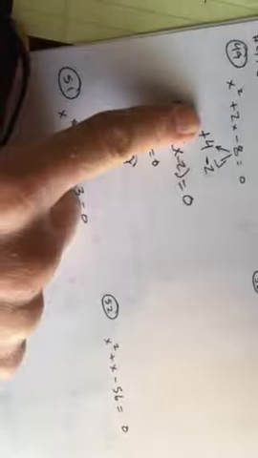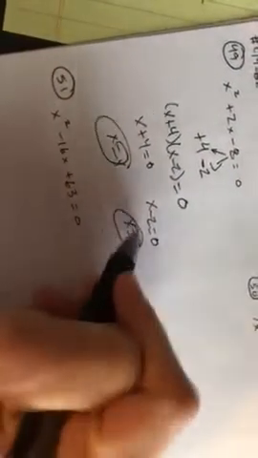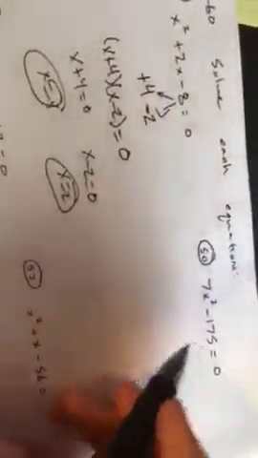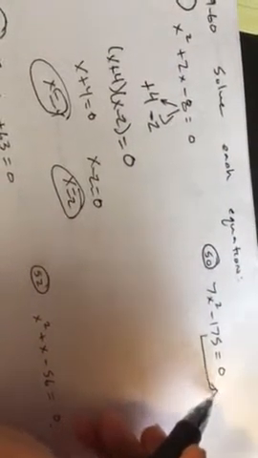Cover-up method again. X minus 2 is 0. You don't have to write all this out because you know if x minus 2 is 0, then x is simply 2. All right, on 50, guys, there's no middle term, so definitely don't use the quadratic formula.